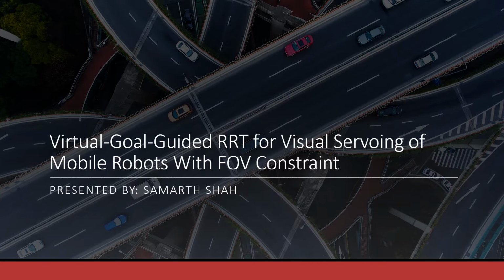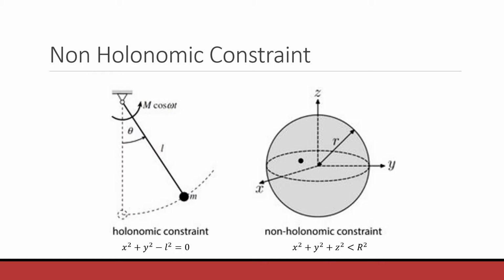So let's look into it and understand how we would handle the errors that occur in this process. To understand how we're about to tackle this, let's look into some basic concepts. I used the term non-holonomic. So what does it signify?